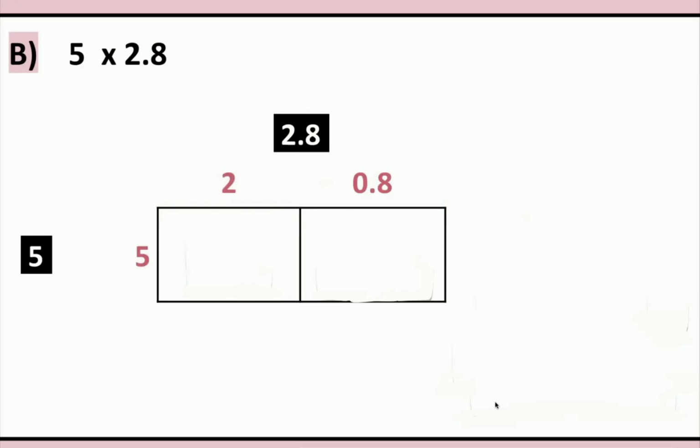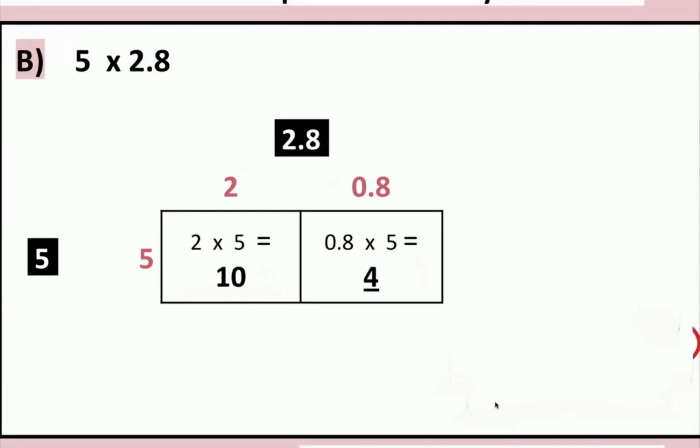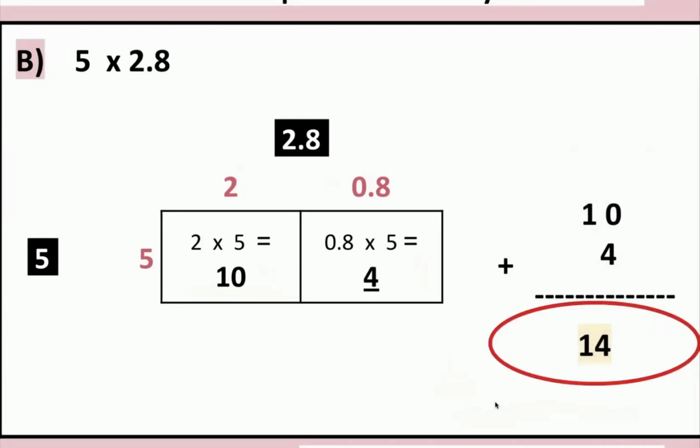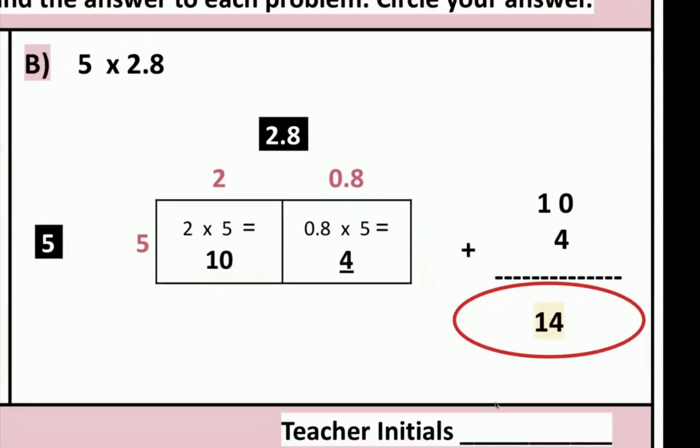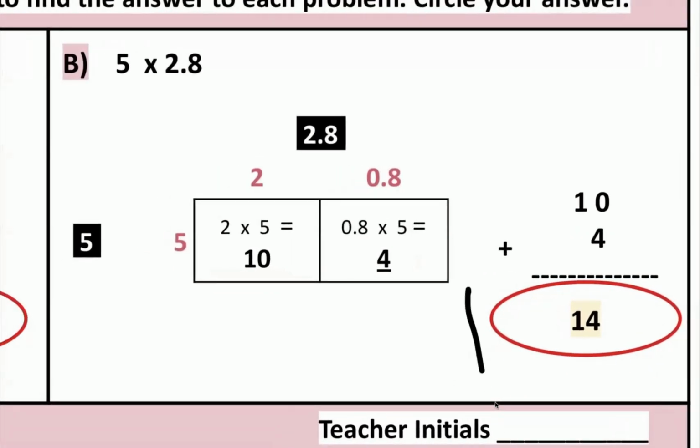On the inside of your rectangle, you should have the products after you multiply. 2 times 5 is 10. 8/10 times 5 is 4. Remember, 8 times 5 is 40. There's 1 number to the right of the decimal. So we just move our decimal place back 1 spot and get 4. And then our very last step is we're just going to add 10 plus 4, and we get 14. Once you're finished B, go ahead and check in with your teacher and get their initials. Come back to the video when you're ready for page 2.